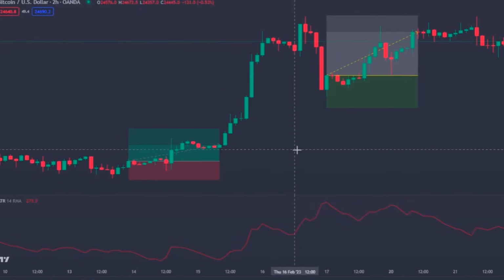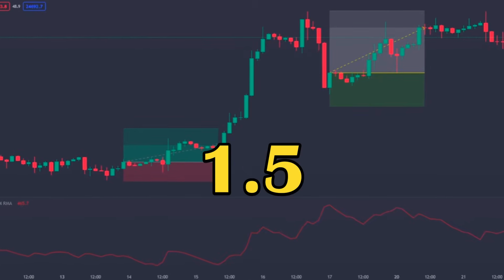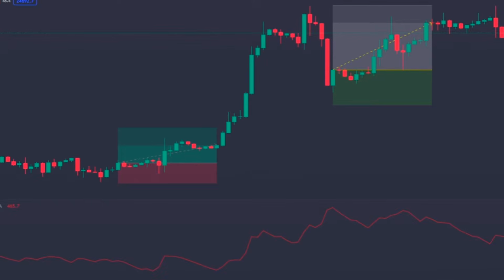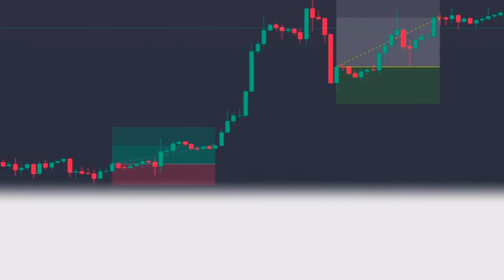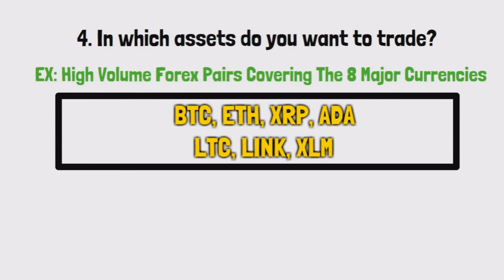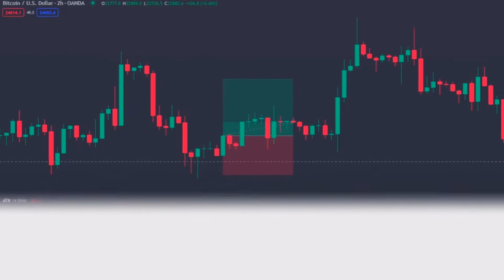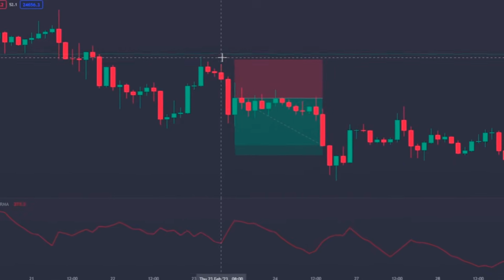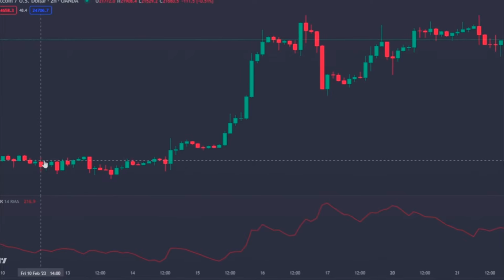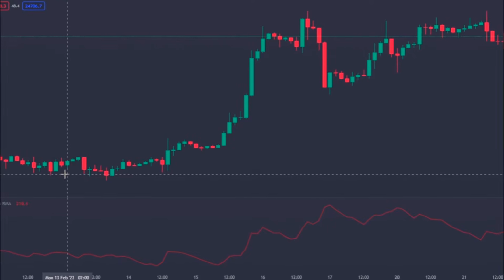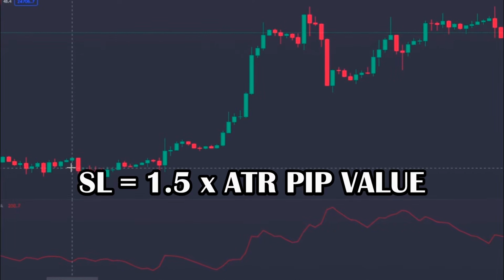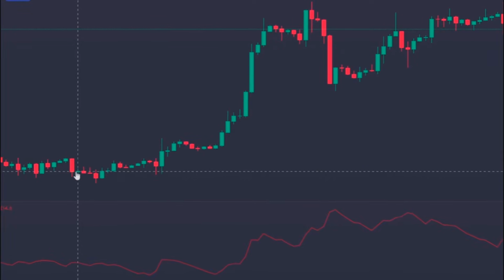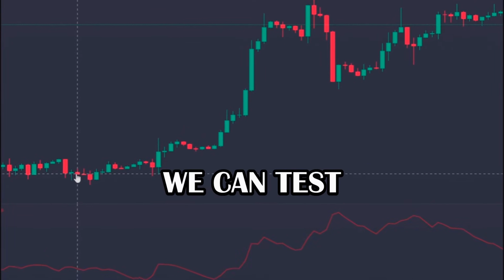For my strategy, I will want to use a constant of 1.5 to calculate my stop losses, because after a brief analysis of the movement of the cryptocurrencies that I have chosen, it seems to me that it is the best option, as it often matches with the last swing low for long positions and the last swing high for short positions. In this way, each stop loss will be calculated based on the formula 1.5 times the ATR pip value. Of course, at the end of the strategy, we can test other constants.